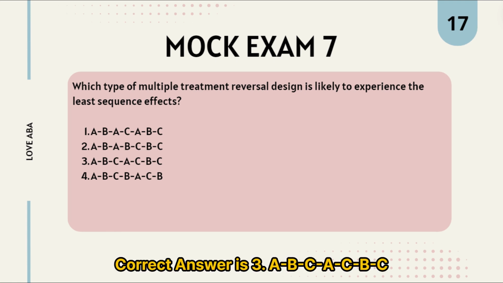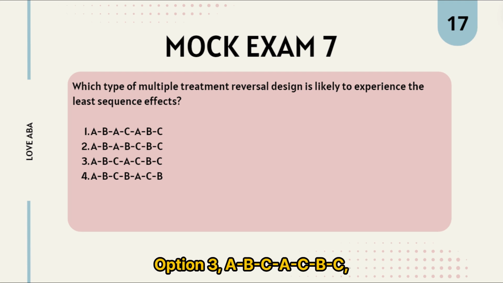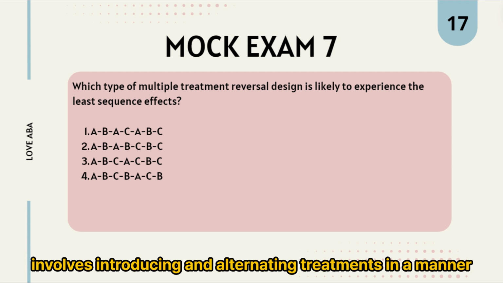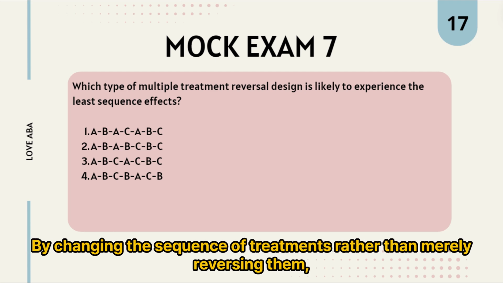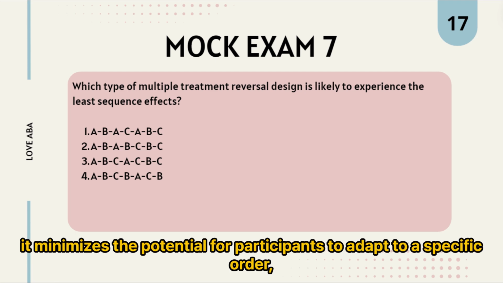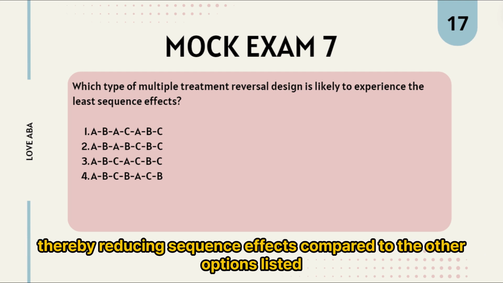Correct answer is 3. ABC. Option 3, ABC, involves introducing and alternating treatments in a manner that avoids repetitive sequences that might reinforce specific sequence effects. By changing the sequence of treatments rather than merely reversing them, it minimizes the potential for participants to adapt to a specific order, thereby reducing sequence effects compared to the other options listed.